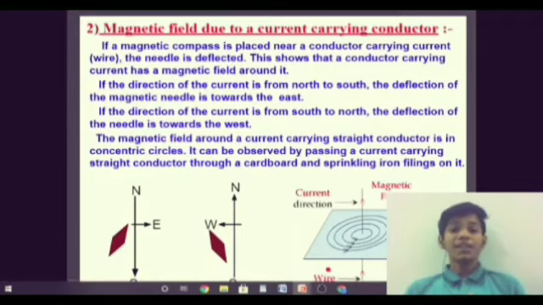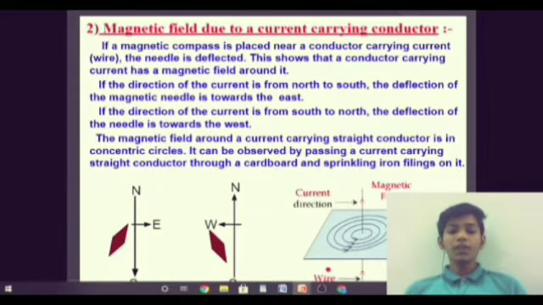So our next point is magnetic field due to a current carrying conductor. So here comes an example. If a magnetic compass is placed near a conductor carrying current, that is a wire, the needle is deflected. This shows that the current carrying conductor has a magnetic field around it. So by this example we can judge that it is having a magnetic field.